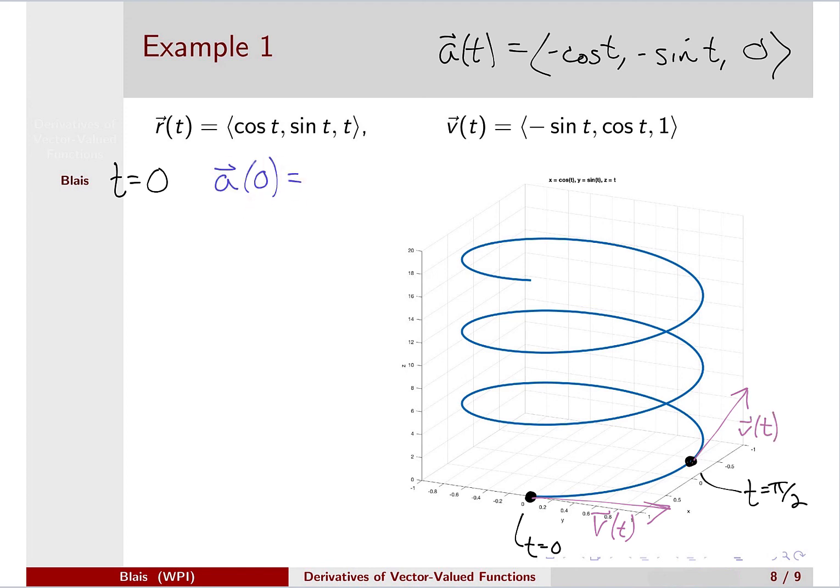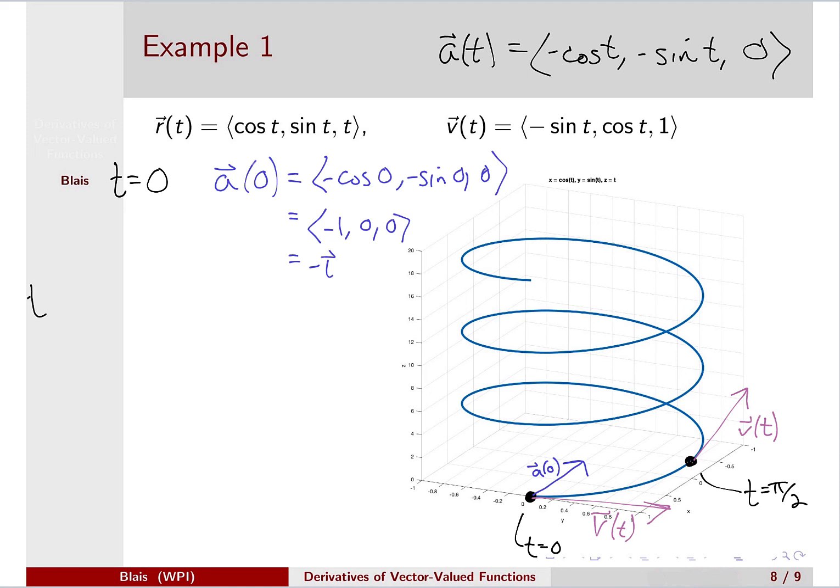If we check our acceleration vector here at time 0, we get minus cosine of 0, minus sine of 0, 0, or minus 1, 0, 0, which is of course the vector minus i. And we see that would be pointing in this direction here. So there is our a of 0.